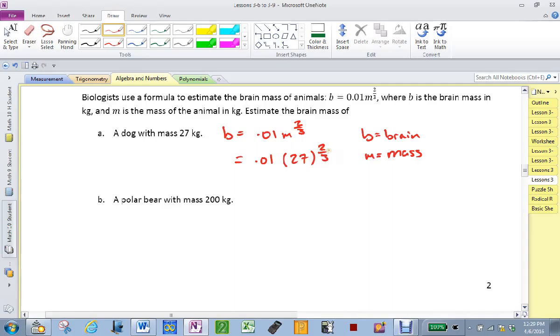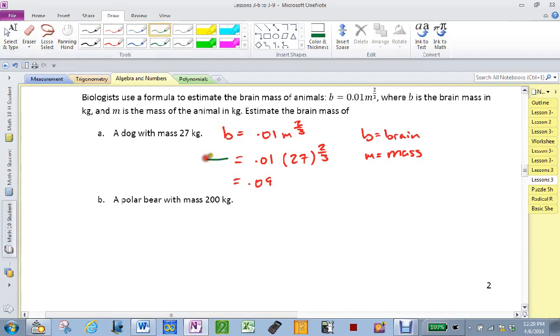Do we know how to deal with that? We can do that in our heads almost now, can't we? That's the cubed root of 27 squared. Do we know the cubed root of 27? 3. Do we know what 3 squared is? 9. And 9 times 0.1 is 0.09.